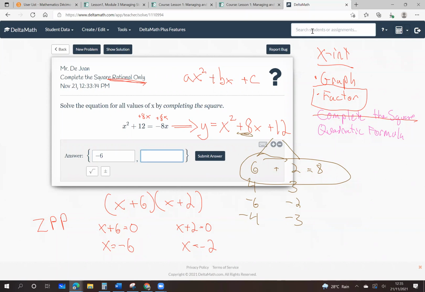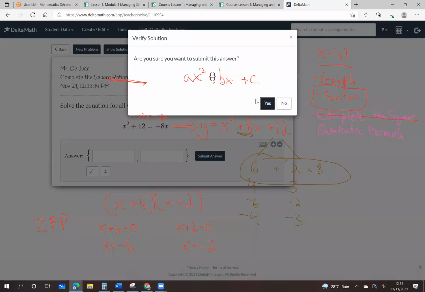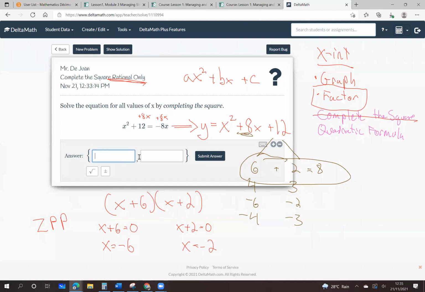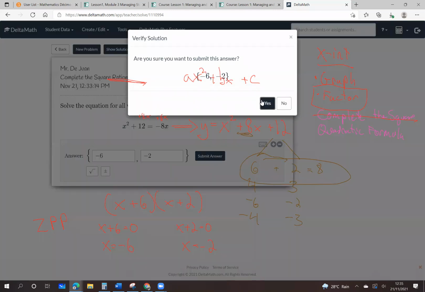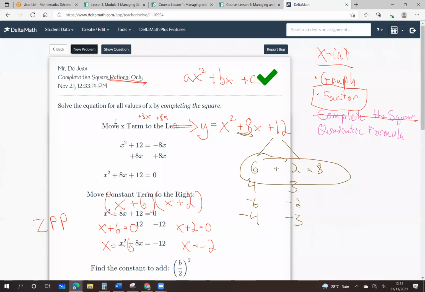So what we have to do here is write -6. And you see what I just did. I'm going to do that one more time. I have to use a comma. Everyone, I just said that twice. You have to use a comma. -2, okay?